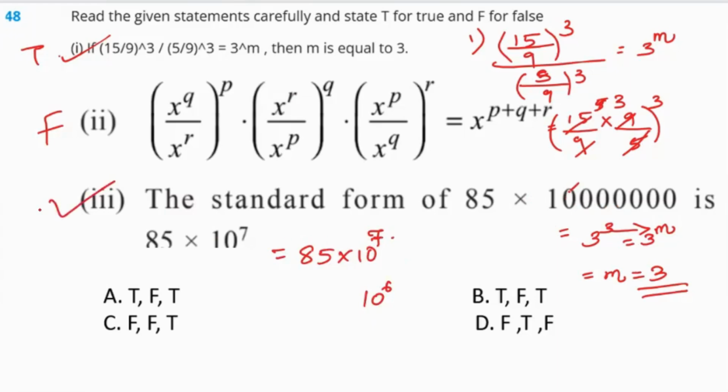And the third statement is also true. So first is true, second is false, and third is also true. So our correct option is option A, true, false, and true.